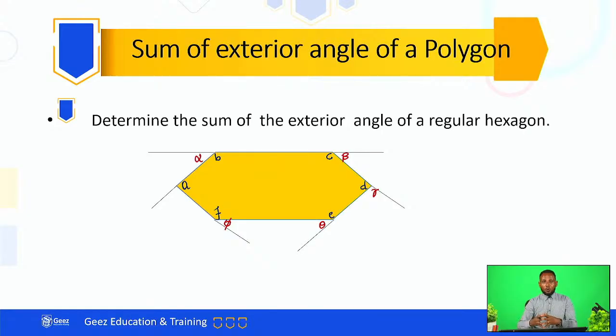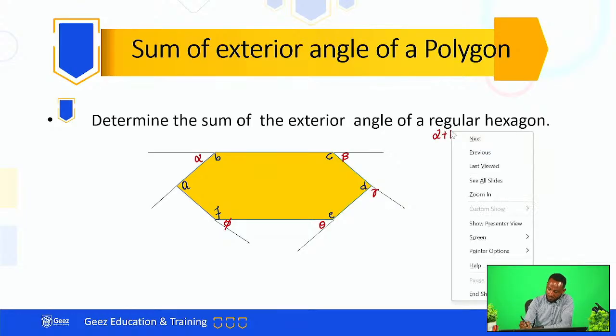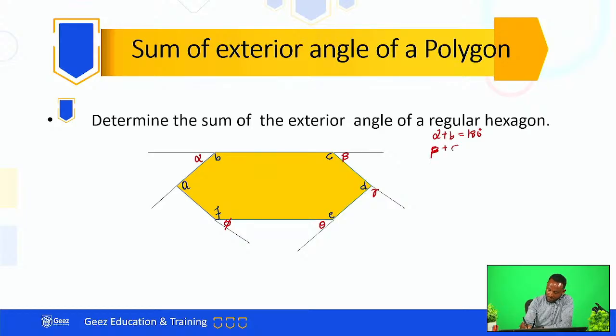So let's proceed. We know the measure of the angle of a straight line is 180 degrees. Based on that concept, we have six sums over here. I will start with alpha plus B is equal to 180 degrees. And again, beta plus C is equal to 180 degrees.